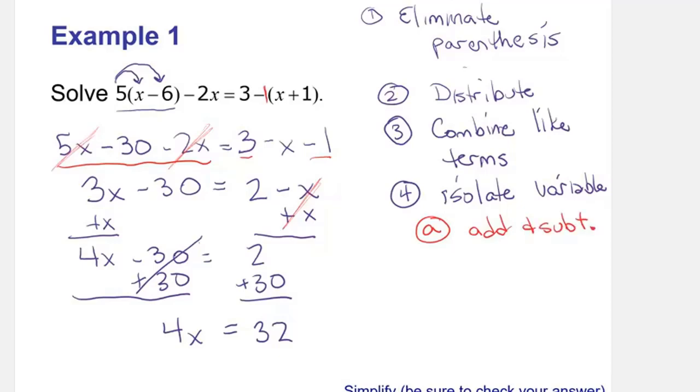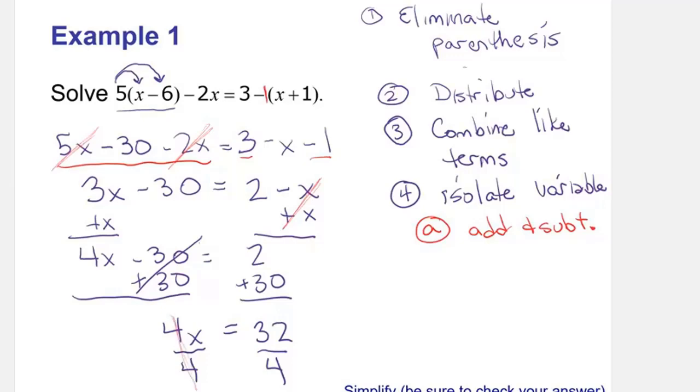And the reason is because we don't want to multiply or divide first. Then we'll start making fractions. Now, 4x is the same as 4 times x. I do the opposite operation, which is division. I'm going to divide both sides by 4.